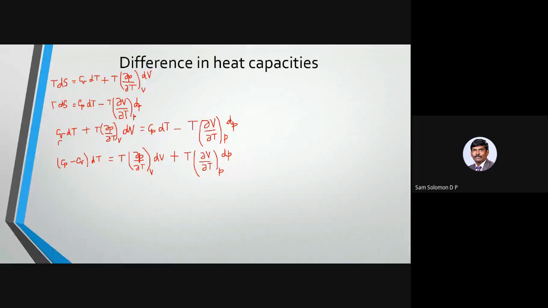So now what I can do is I can just retain dT on one side, and I can write this as T times partial P by partial T at constant V into dV divided by Cp minus Cv, plus T times partial V by partial T at constant P times dP, whole divided by Cp minus Cv.